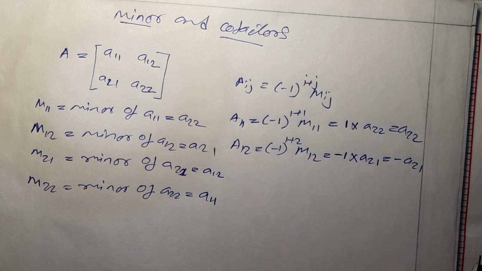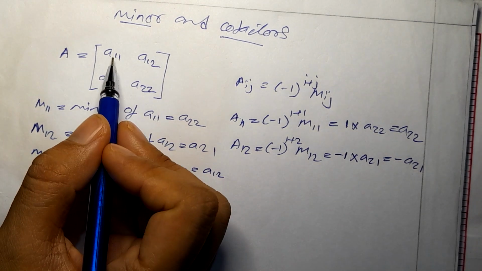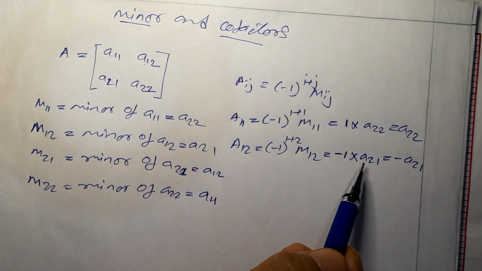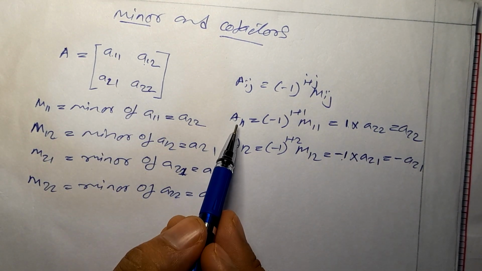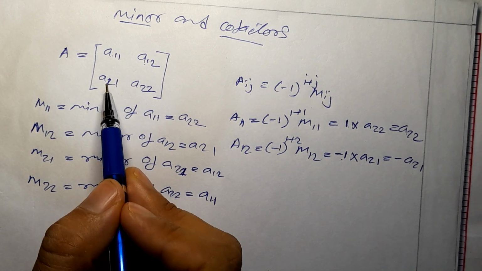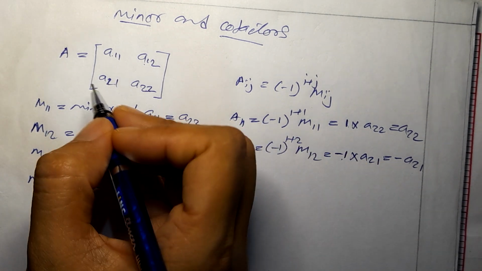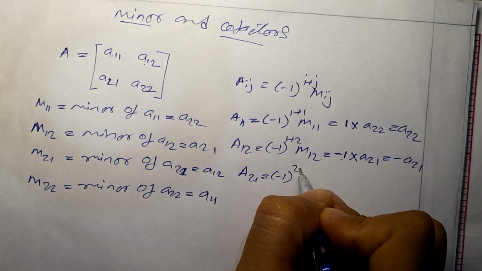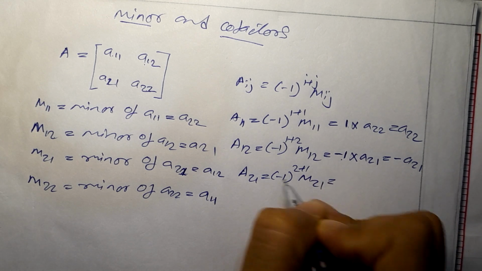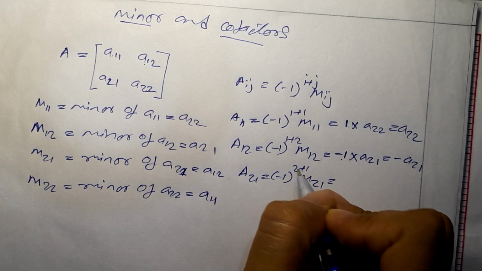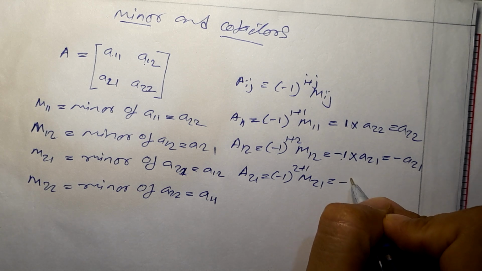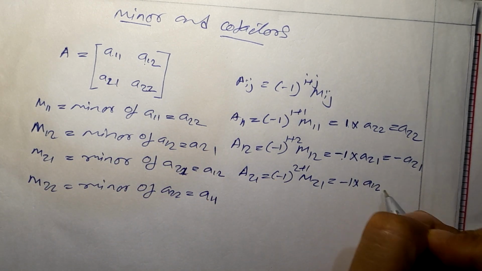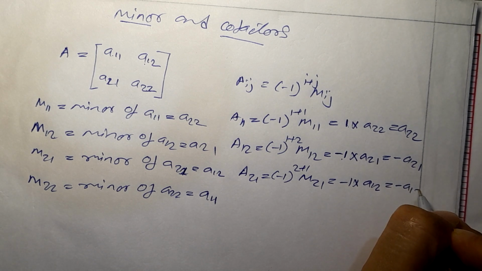There is one way to remember. The first one is positive, the second is negative. This is positive and this is negative. And for the cofactor of A21, this is 2 plus 1, 3. So this is negative and this is positive. So now A21, that is minus 1 power 2 plus 1 M21. This is again power 3, so it will be minus into M21. It gives A12, so equal to minus A12.